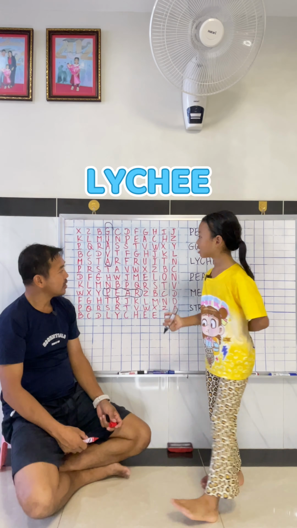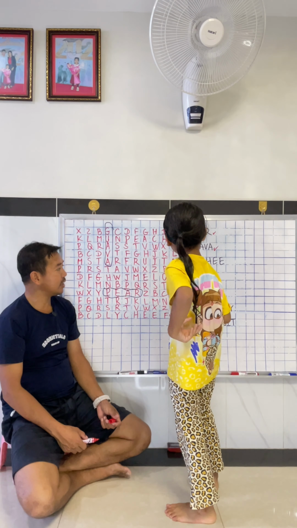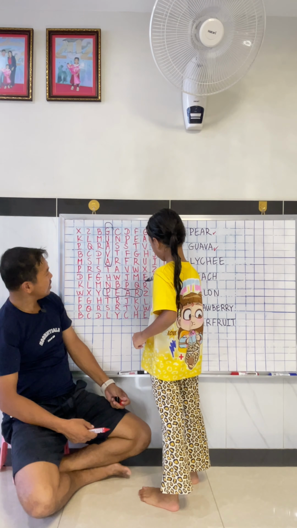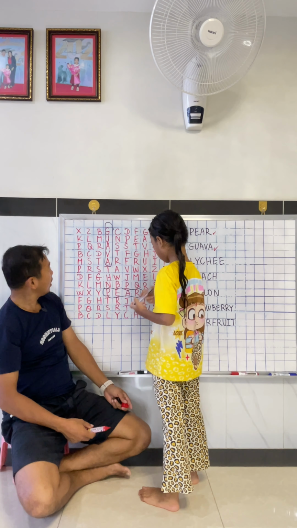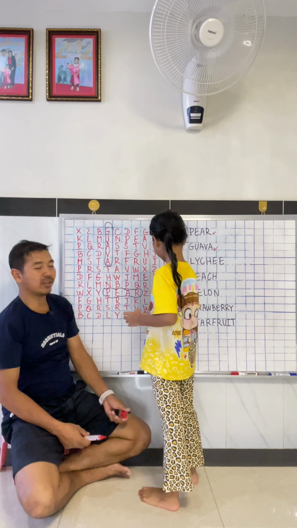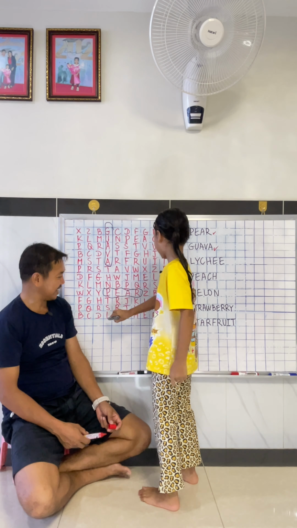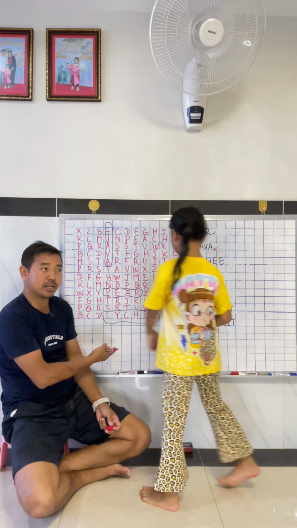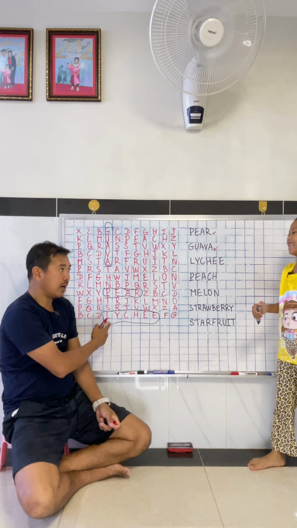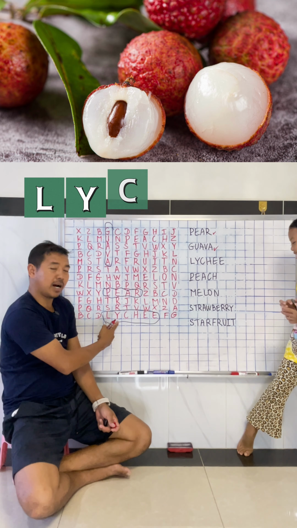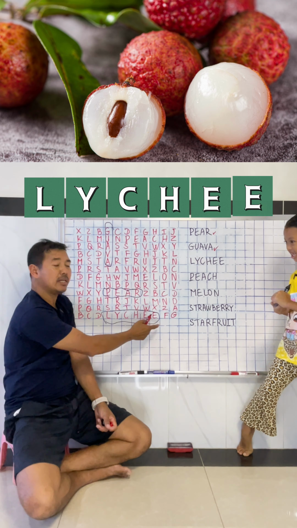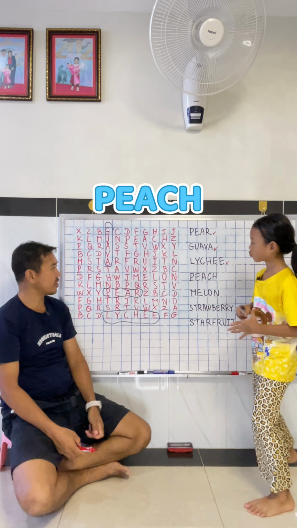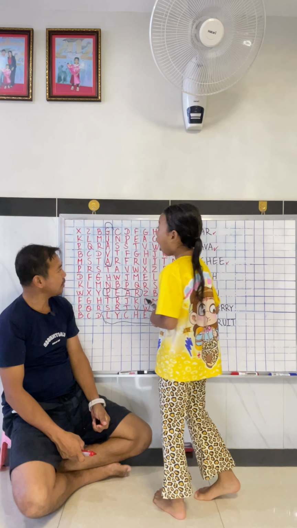And then lychee. Lychee. Start from letter L, finish with letter E. Yes, correct. Lychee. So lychee, we spelling again. L-Y-C-H-E-E. Lychee.